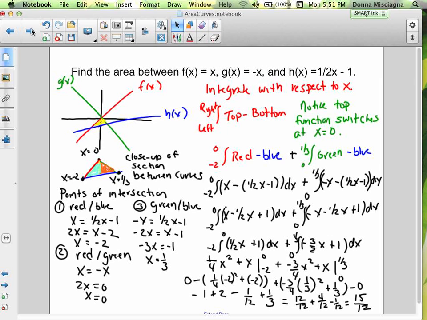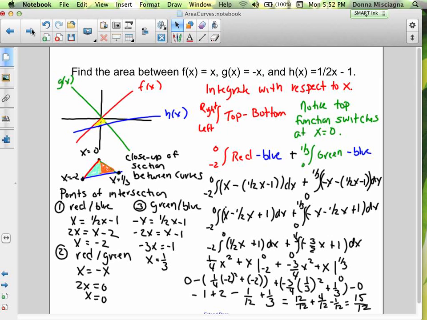Right? So the red and green, where they intersect, is going to be the upper value for the integration, and that's where we'll switch over to green being the top one. So we have x and negative x. If I add x to both sides, x equals 0. So they intersect right at the origin at 0. So that's going to be the upper. So we're going to go from negative 2 to 0, red minus blue. I even color-coded. How about that? And then 1/3, and then we had to solve for the other boundary point.